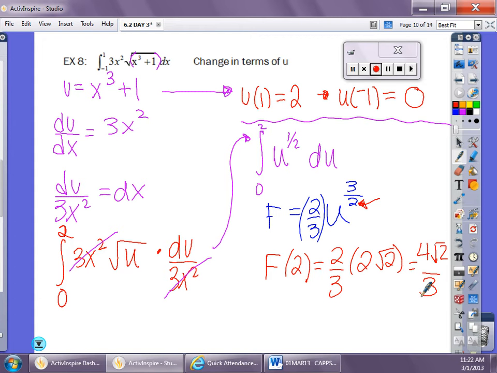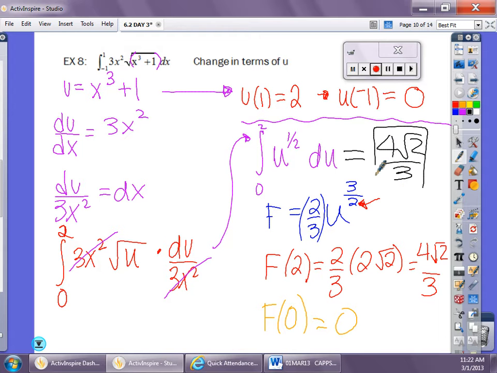Are we good? We sure we're good? And then T-Mon, what do I get for f of a? F of a? 0. Makes the problem nice and easy. I'm going to come back up to the top. I'm going to write in my value. So f of b minus f of a, my final answer is 4 square root of 2 over 3. Why wouldn't it be, what, one more time? 3 root 2? Alright, let's go through and look at that.